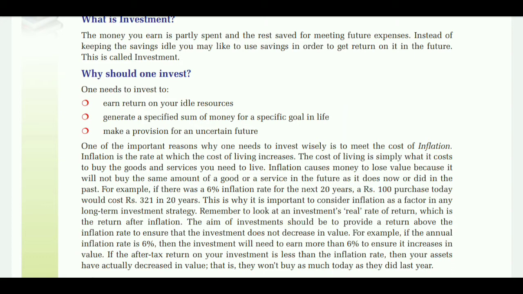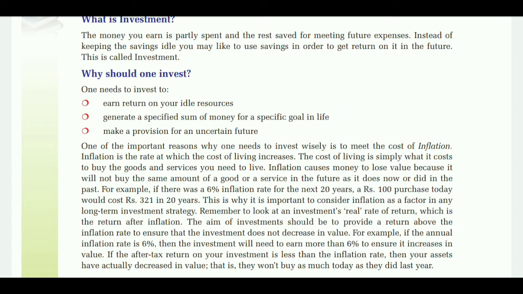Inflation causes money to lose value because it will not buy the same amount of a good or a service in the future as it does now or did in the past. For example, if there was a 6% inflation rate for the next 20 years, rupees 100 purchased today would cost rupees 321 in 20 years. This is why it is important to consider inflation as a factor in any long-term investment strategy.